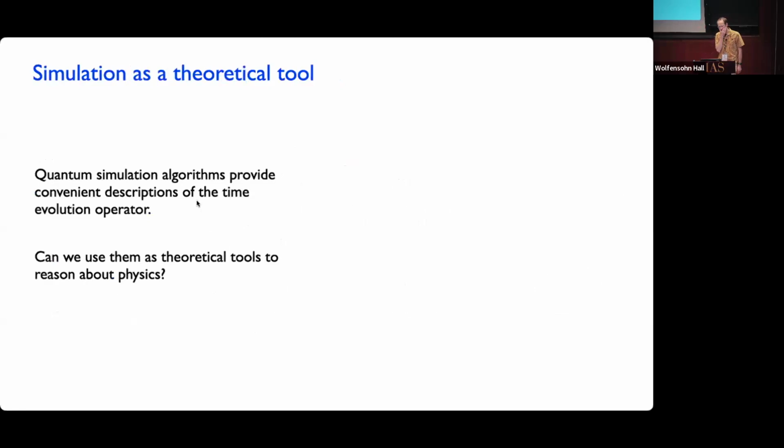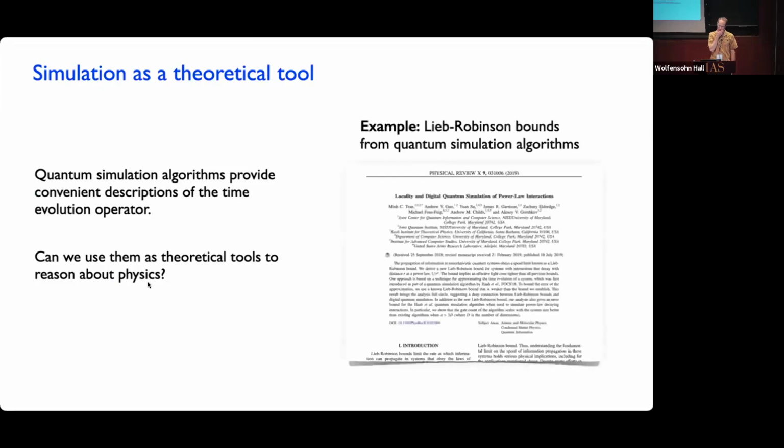And finally, you can think about using ideas related to Hamiltonian simulation algorithms without ever building a quantum computer, but just as a theoretical tool that you can use to reason about physics, right? At some level, if you have a quantum simulation algorithm, that's giving you some kind of, hopefully useful, description of the time evolution operator of your quantum mechanical system. And so maybe you can use insights that come from these quantum simulation algorithms to tell you things about physics. I can mention just one example of something like this, and I would like to see more examples of things like this.